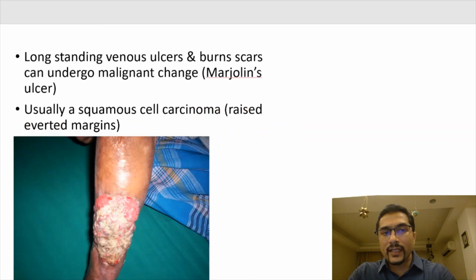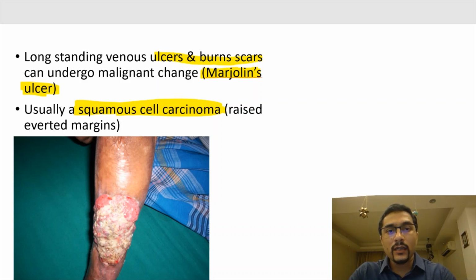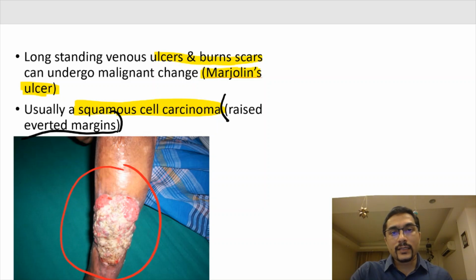So long-standing venous ulcers and burn scars can undergo malignant change, and the name Marjolin's ulcer has been asked multiple times in the exam. So please remember this. This Marjolin's ulcer is usually a squamous cell carcinoma. And how do we identify a squamous cell carcinoma? It is going to have raised everted margins. The image of Marjolin's ulcer was asked in last year's FMG exam, so you should know the image as well. It will be in the region of a scar.